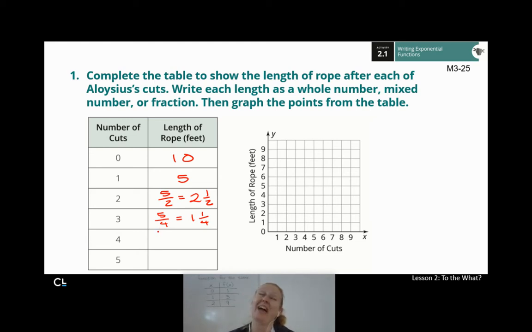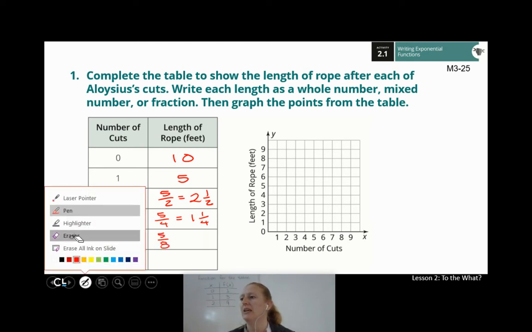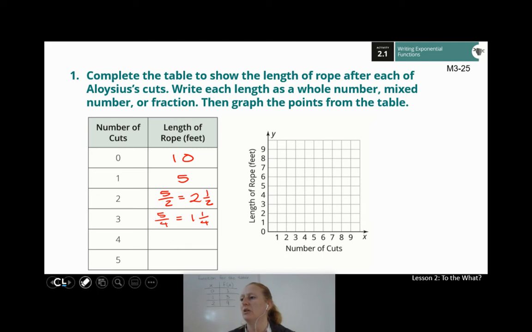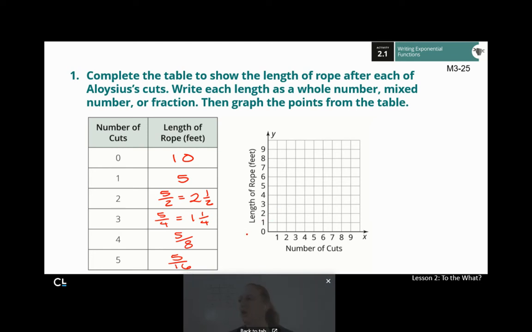If we cut it in half again, that's 5/8. I can't even simplify that anymore. It's just 5/8 now. If I cut it in half again, I end up with 5/16. We're getting pretty small here.